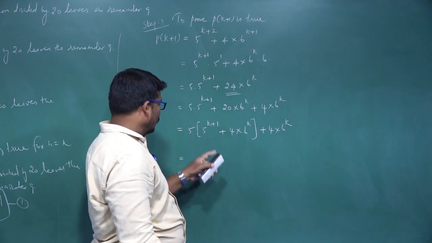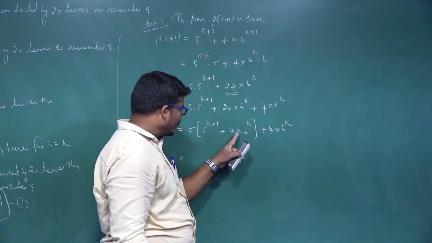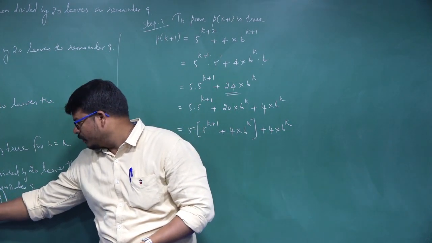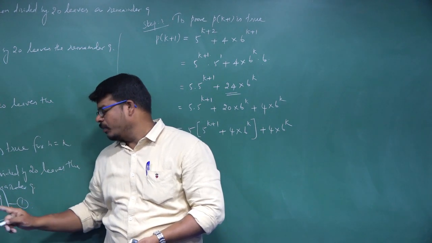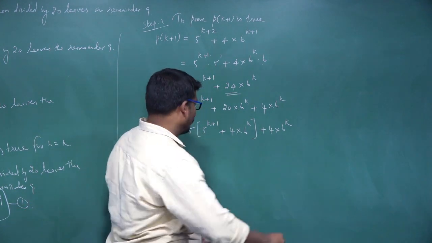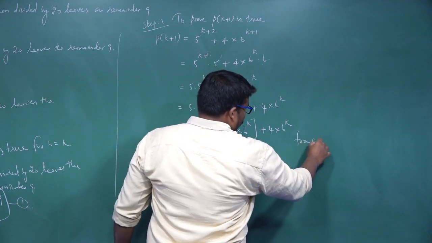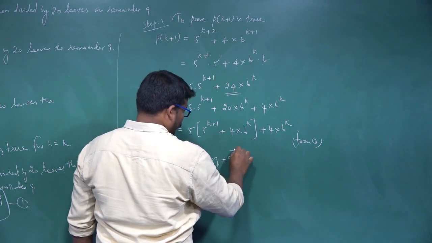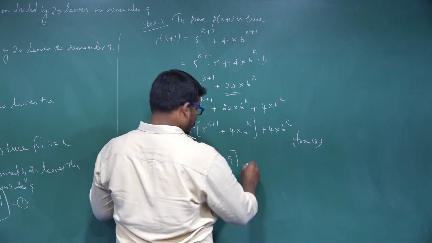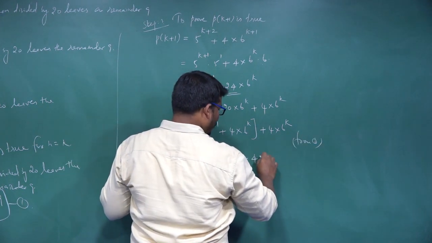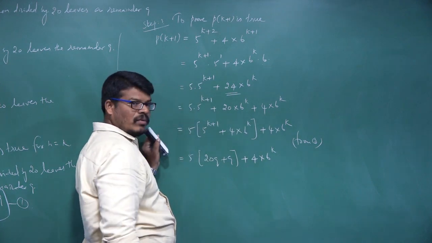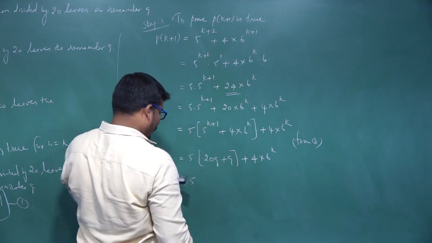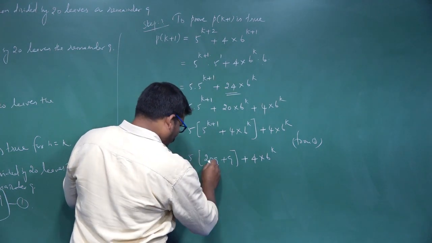This is equal to 5 power k plus 1 plus 4 into 6 power k, which we already found from equation 1 equals 20q plus 9. Now write 20q plus 9 from equation 1: 5 into 20q plus 9, plus 4 into 6 power k. This is equal to 5 multiplied by 5, and 5 into 20 is 100q.